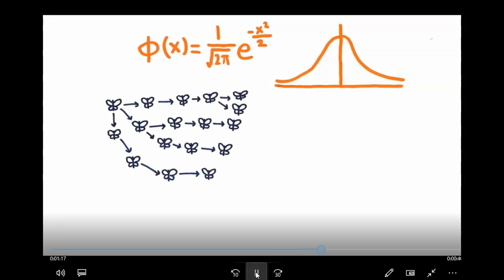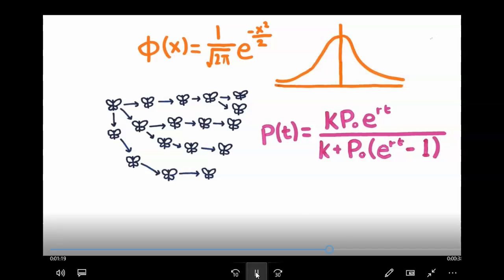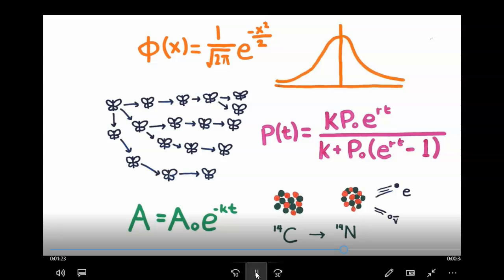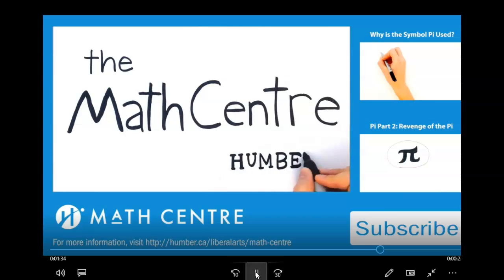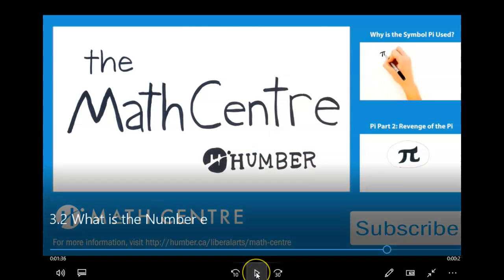In statistics, it describes the most important statistical distribution, the normal. In biology, it models populations of species through the logistic function. In physics, E describes the exponential decay of a radioactive material. So, while E may not be as famous as pi, it's easily as fundamental and immensely important. The number pi.